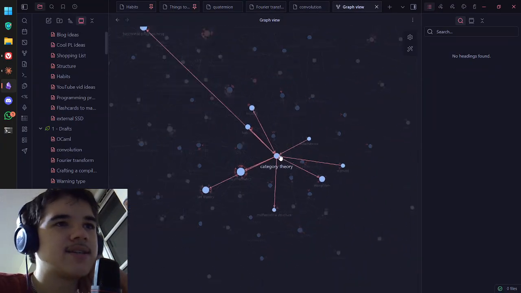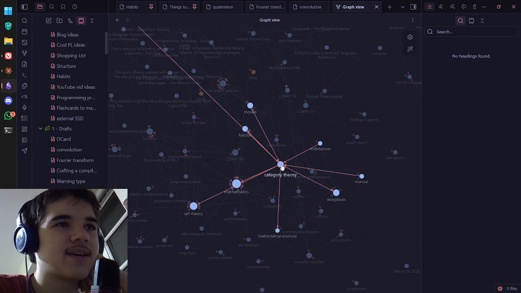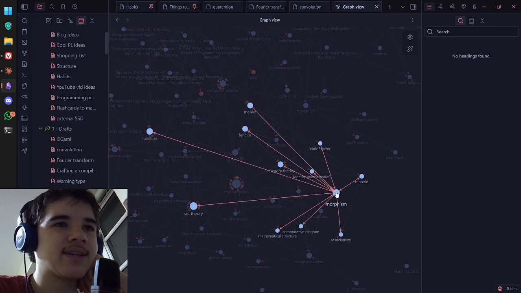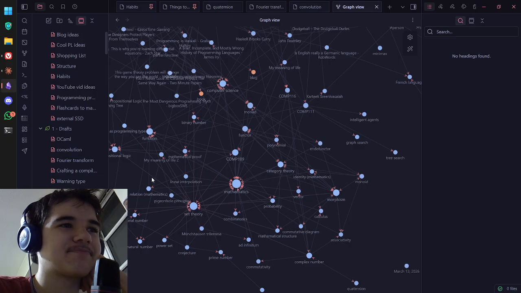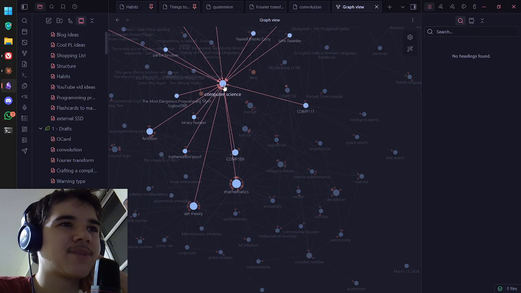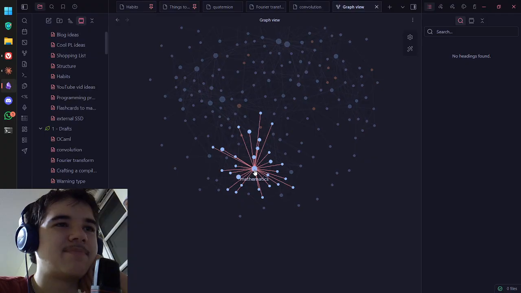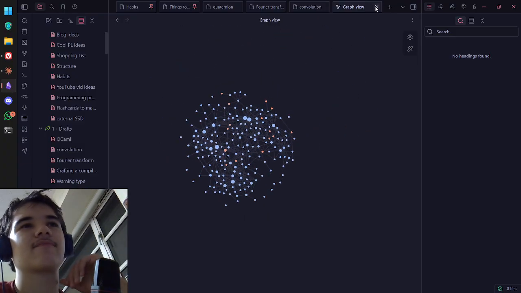Category theory. So what we got? We got category theory links to functional programming, functor, mathematics, morphism, monoid. Morphism has all these different things. Cool. Got quite a lot. Set theory has a lot. Functions obviously have a lot. Computer science, maths. Funny how maths is bigger than computer science in my thing. And Haskell is also massive. Cool though. I like to see it.